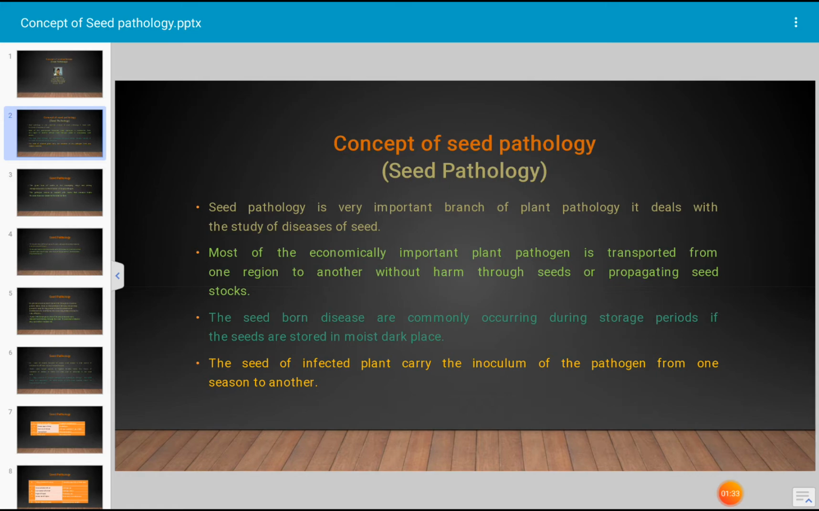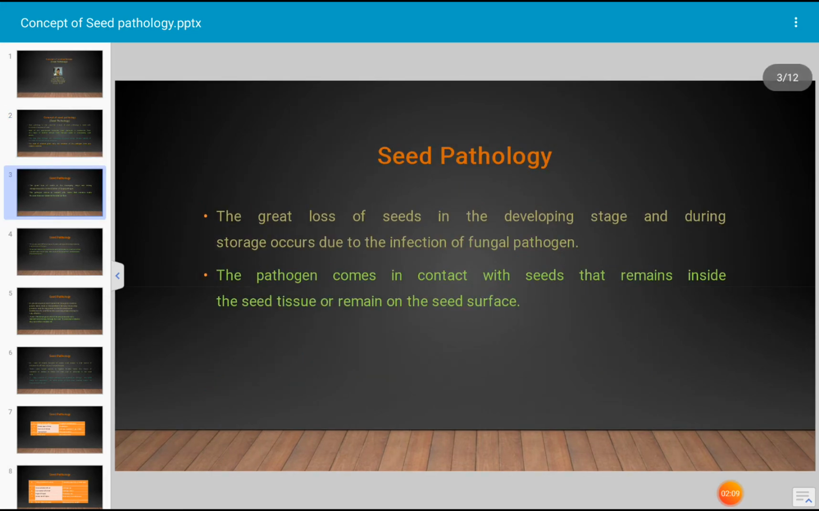But when a plant is infected by a pathogenic organism, such an infected plant produces seeds which carry the pathogenic organism inside the seed. Those pathogens are transported through the seeds. And if the seeds are stored during moist weather, they are deteriorated by saprophytic fungi. The seeds of an infected plant carry the inoculum of the pathogen from one place to another, from one state to another.